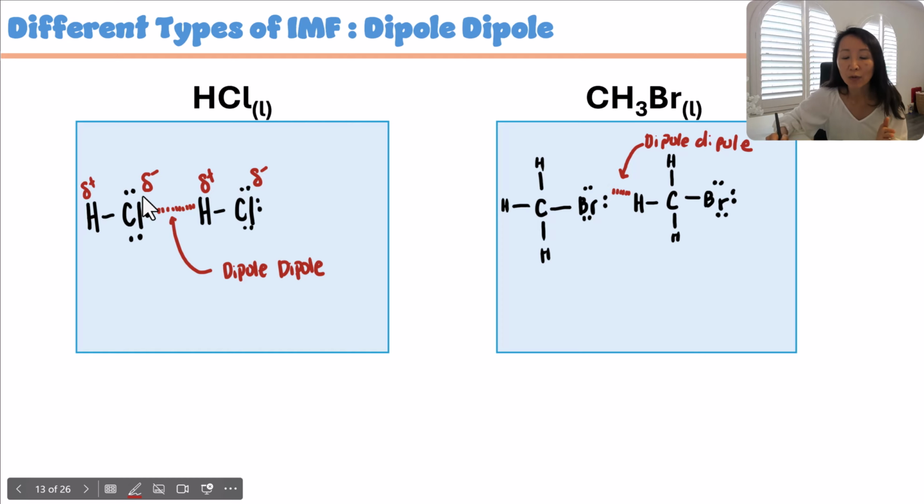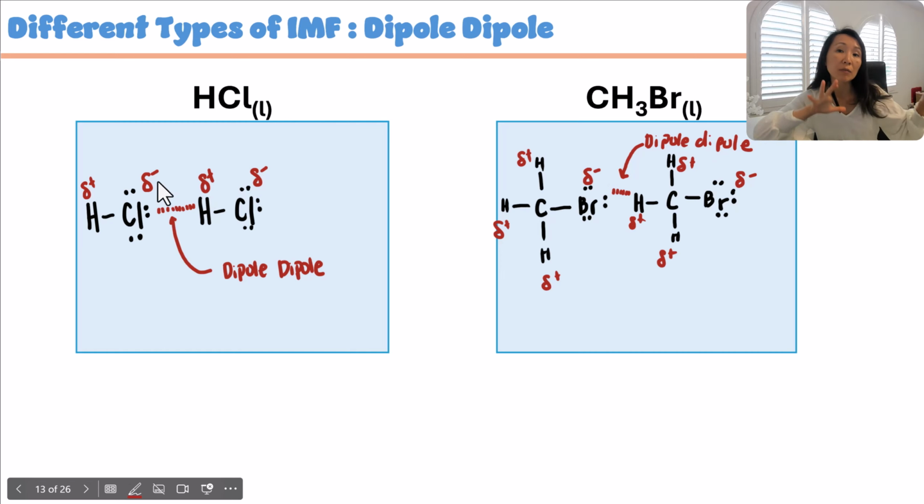And this is the same for the bromine, which will have a partially negative end, and the hydrogens will have a partially positive end of the pole. So this entire molecule has a dipole moment, in that it's not neutral, but one side is more negative and the other side is more positive. And it is the attraction between the partial charges of two different molecules, not the same molecule, that creates a dipole-dipole.